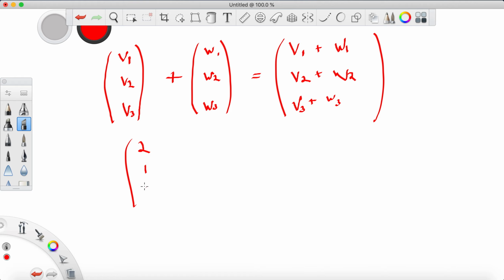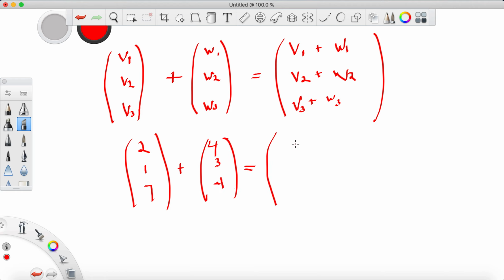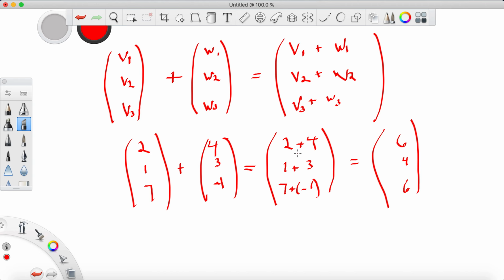So 2, 1, 7, and 4, 3, minus 1. If I add these together, I would get 2 plus 4, 1 plus 3, and 7 plus negative 1. And by simplifying, we get 6, 4, and 6, because when you add a negative number, that's the same thing as subtraction. And that's pretty much it for vector addition.